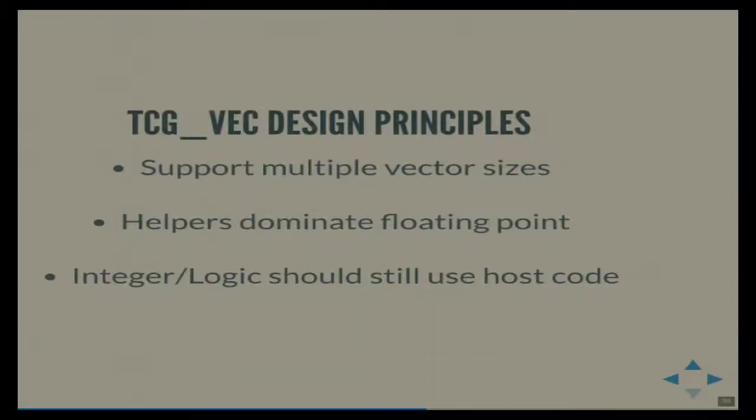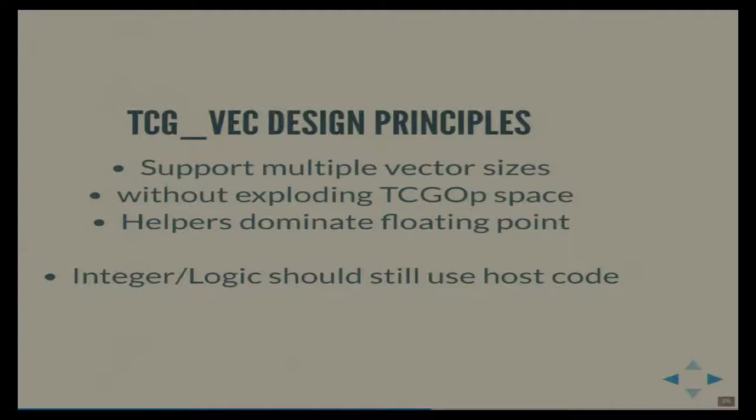So we introduce a thing called TCG vec. This is a special type that represents a vector. We knew from the start that we needed to support multiple vector sizes. As I've pointed out, there's been a steady growth in the size of vectors, and it's not a trend that's likely to stop. Even SVE, with its 2 kilobit vector support, leaves plenty of space in the architecture to have even bigger ones. So we need to do this in a way that doesn't explode the TCG op space.